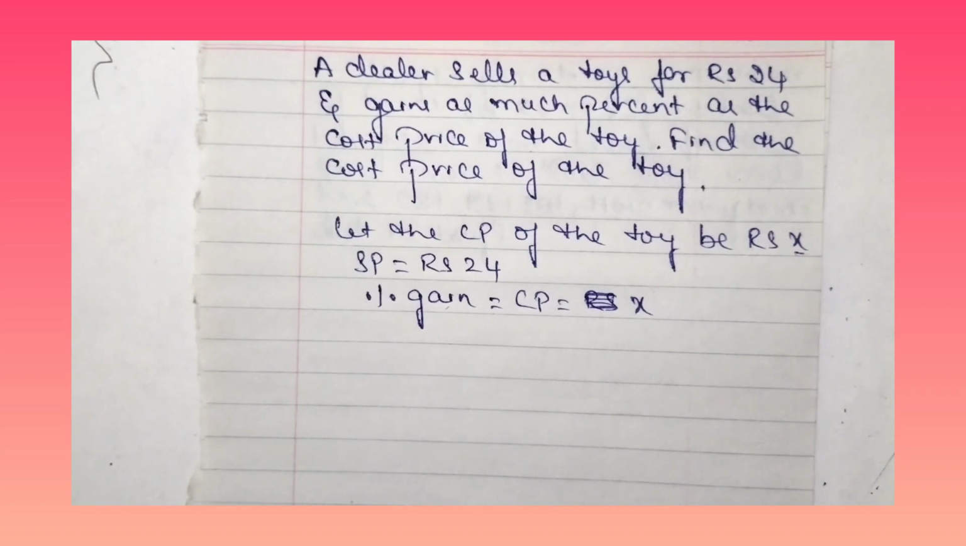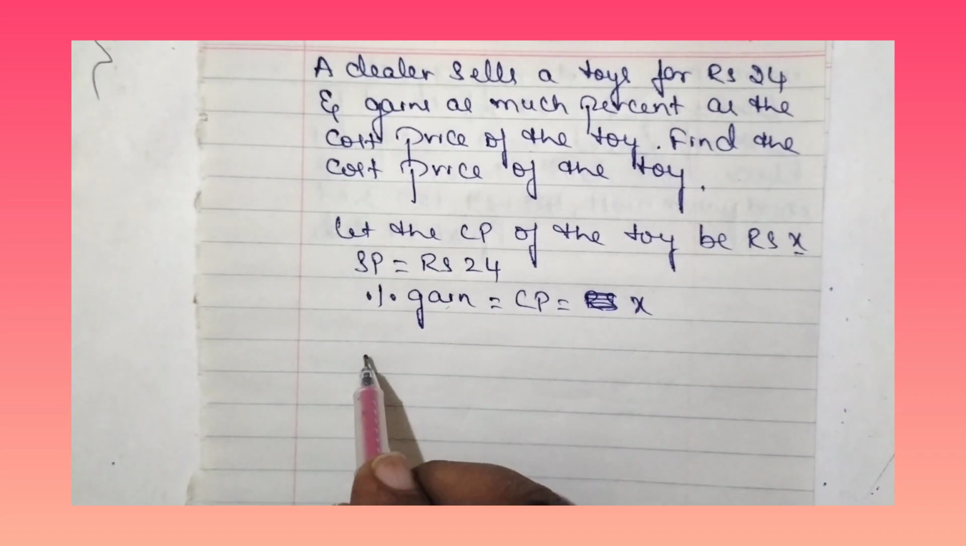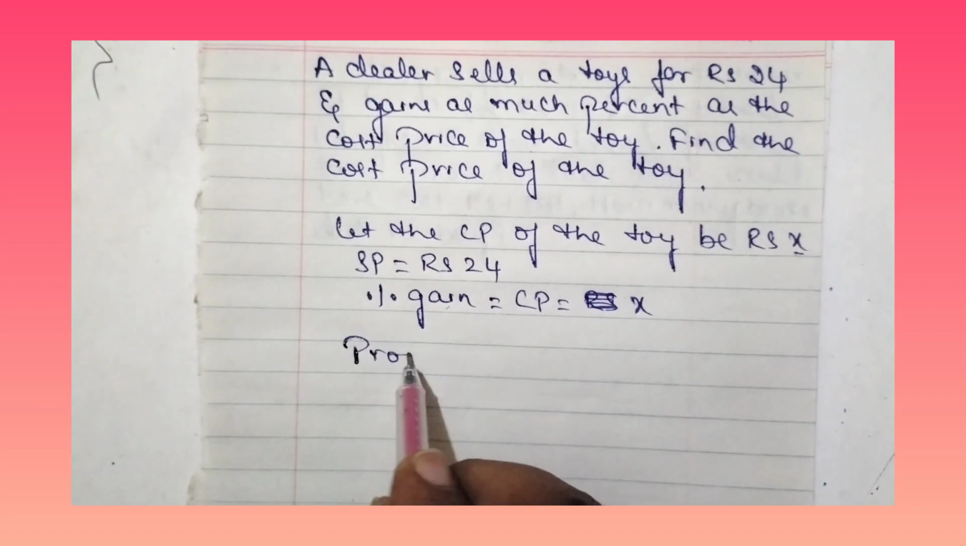Suppose if the cost price is 5 rupees, then percentage gain is 5%. If cost price is 10 rupees, then percentage gain is 10%. If the cost price is 20 rupees, then the percentage gain is 20%. So that means percentage gain is equal to cost price. So we know what is the formula for profit.